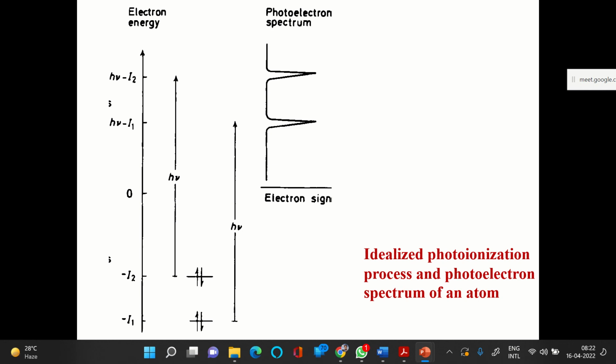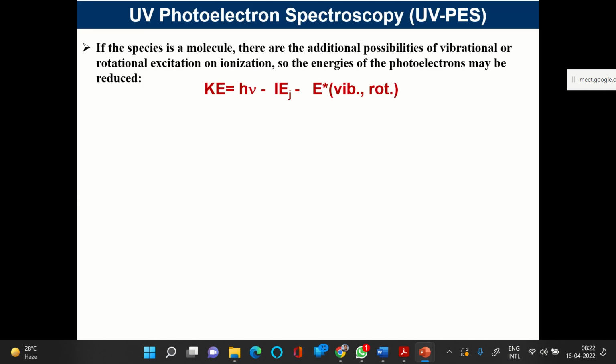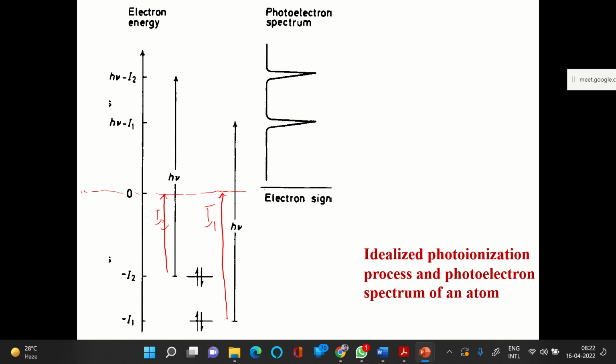As you can see here, this level defines the energy required to take away the electron. So the energy required to take away this electron is this much, I2. The energy required to take away this electron is this much, I1. And you are hitting this molecule with the same h mu, the same energy, so the rest of the energy will be converted into the kinetic energy of the electron.